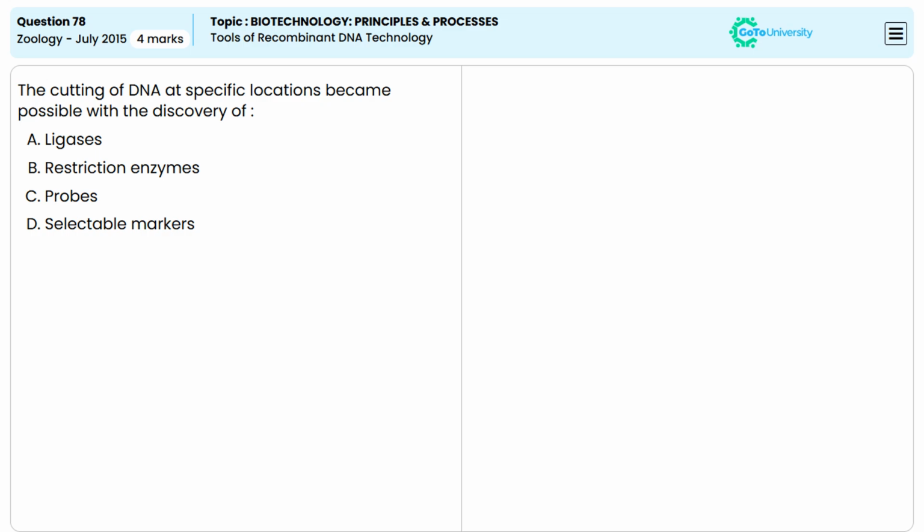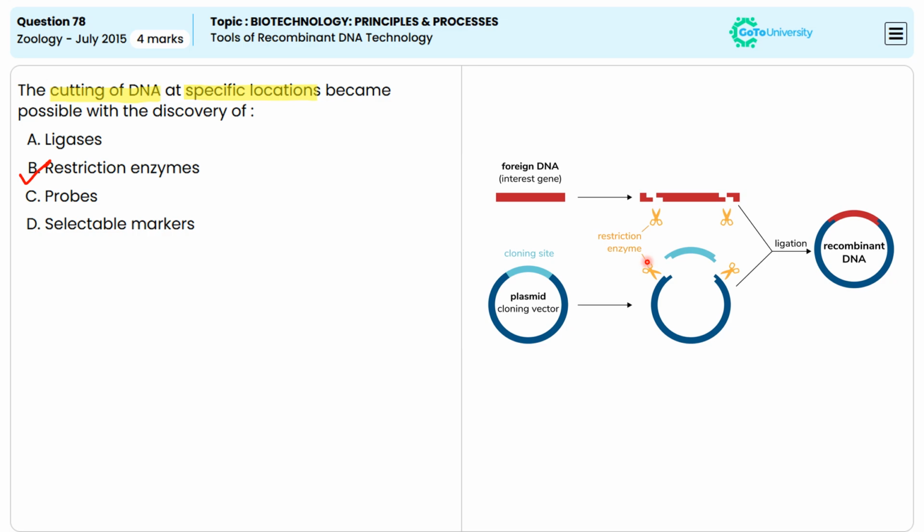Which among the following made it possible the cutting of DNA at specific locations? The correct answer is option B, restriction enzymes. The restriction enzymes act as molecular scissors that recognize and cut the DNA at specific sequences of bases.